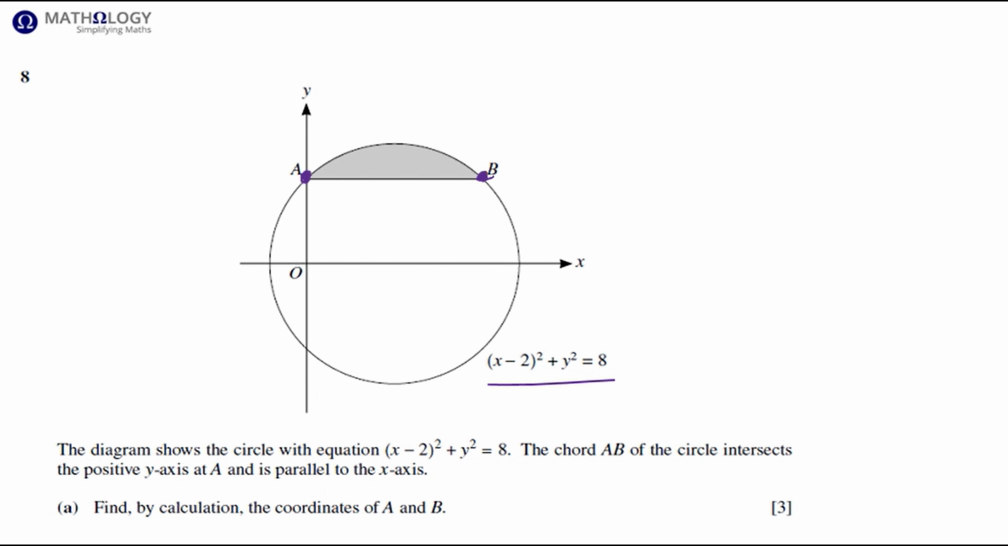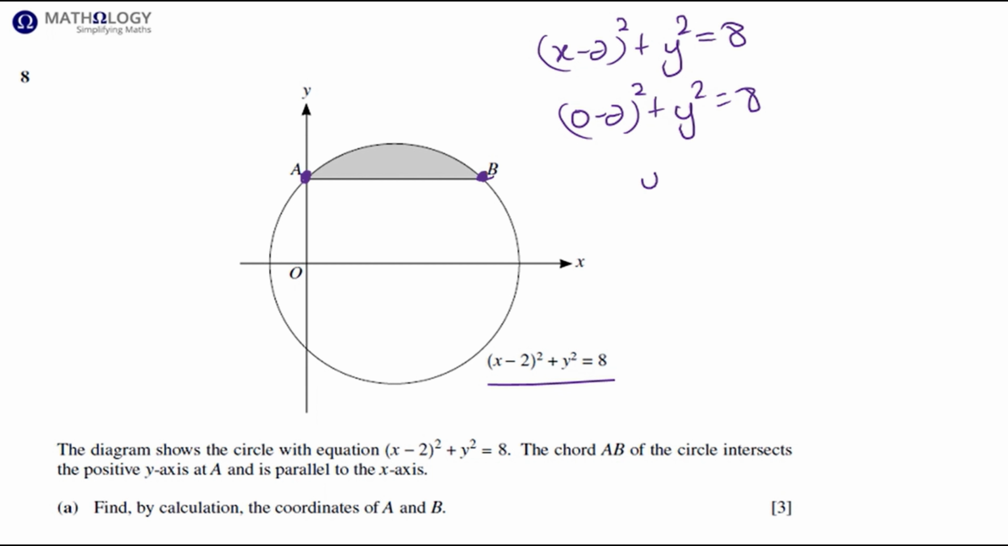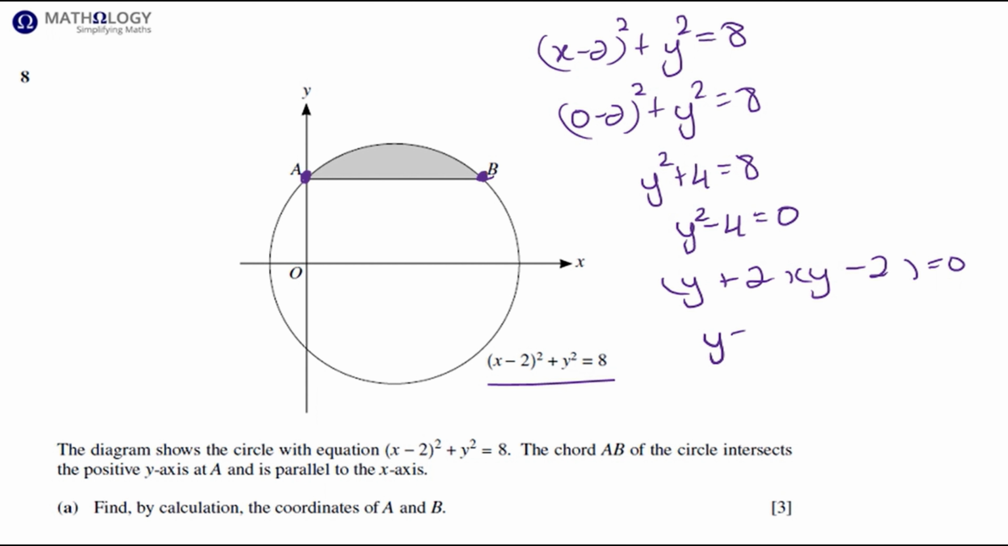So we're going to take the circle. The circle passes through point A. So to find the coordinates of point A, we put x equal to 0. So 0 minus 2 all squared plus y squared equals 8. We'll have y squared plus 4 equals 8. Y squared minus 4 equals 0. We factorize that. Y plus 2, y minus 2, y equals minus 2, or y equals 2.